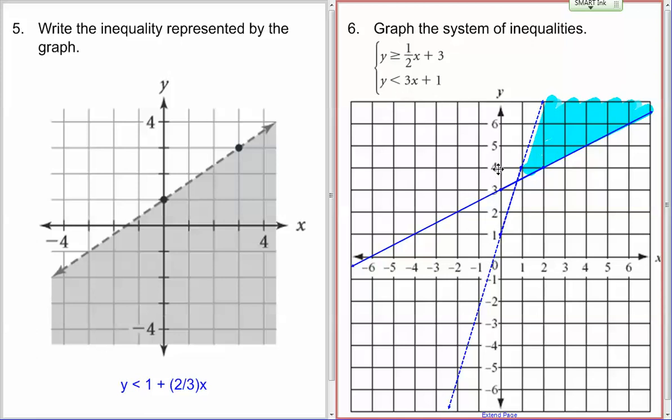The next one, we've got a y-intercept of 1, a slope of 3. So from that 1 I'm going to go up 3 over 1. It's a dashed line because there is no or equal to. The points on that line do not solve that inequality.